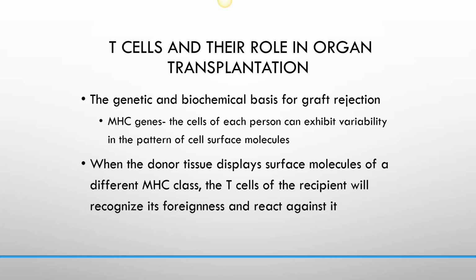Transplantation. So the genetic and biochemical basis for graft rejection lies in the type 4 hypersensitivity. So you have these MHC genes. Cells of each person can exhibit variability in the pattern of cell surface molecules. These MHC genes, or HLA class types, are different among different groups of people. You want to match a certain percentage of these in order to do a successful transplant.